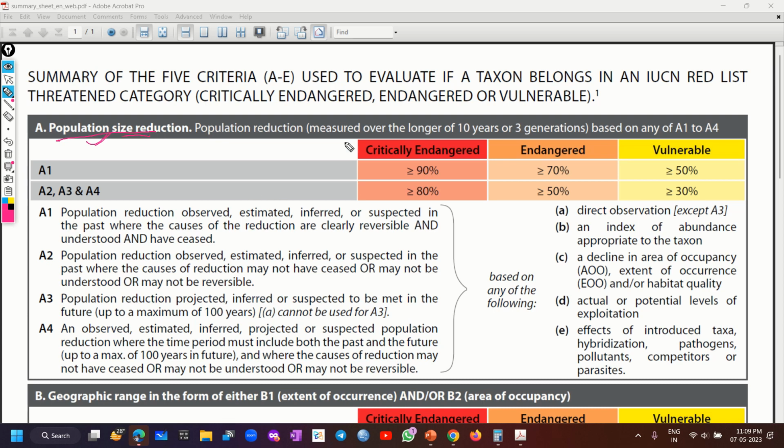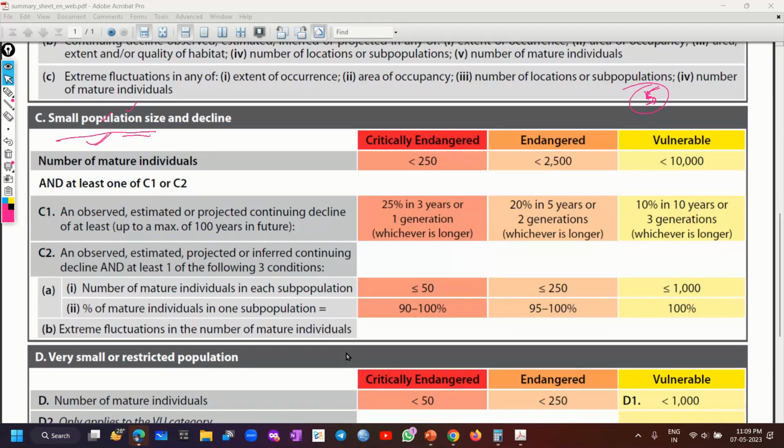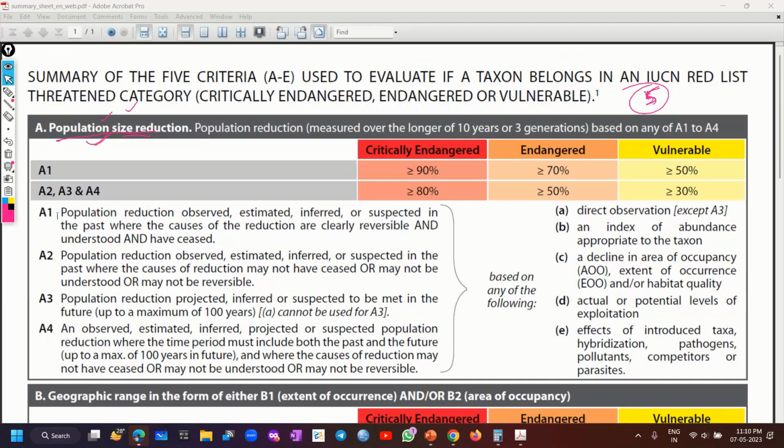If you are not able to remember all these points, then write the 5 criteria. Sorry, 5 categories, and then criteria, 5 criteria. First is population size reduction. Second, geographical trends in the form of either extent of occurrence and or area of occupancy. Third, small population size and decline. Fourth, very small or restricted population, and fifth is the quantitative analysis. And then write the things accordingly.